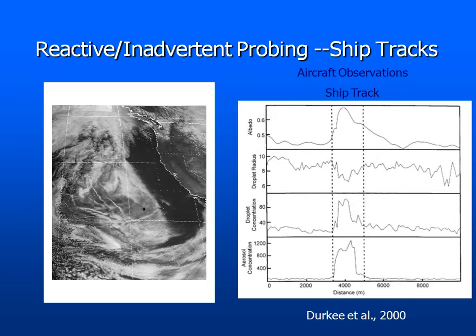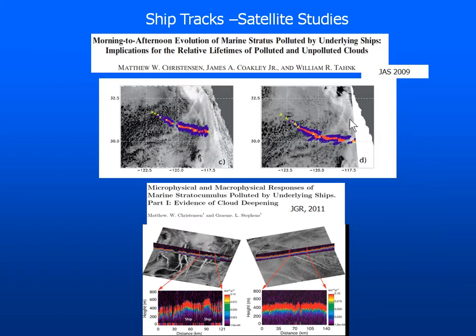Here's an example from the ship track. We can see that the cloud droplet concentration goes dramatically higher in the ship track itself, as does the aerosol concentration. Droplet radius goes down and albedo goes up, so it's consistent with the Twomey-type approach. Since then, there have been several satellite studies, and Jim Coakley, of course, has been hand in hand with that, so we have new tools now which can also help. Again, this serves as a natural laboratory because there are clouds out there and there are ships, and so we have these ship tracks that we can study.